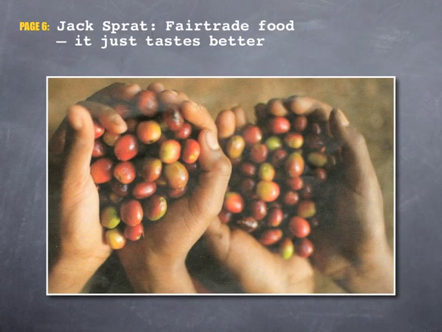The third image is on page 6 from Jack Spratt, Fair Trade Food, It Just Tastes Better. This is a picture of someone holding a pile of coffee beans, which are fresh and presumably have just been picked. The colours here are healthy and vibrant, reds and greens, and this helps to back up the writer's opinion that fair trade food tastes better.